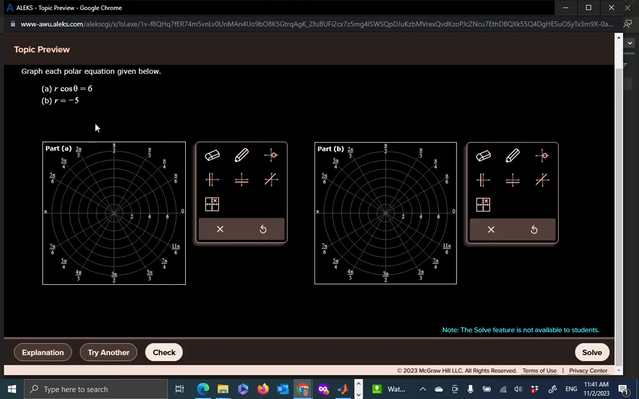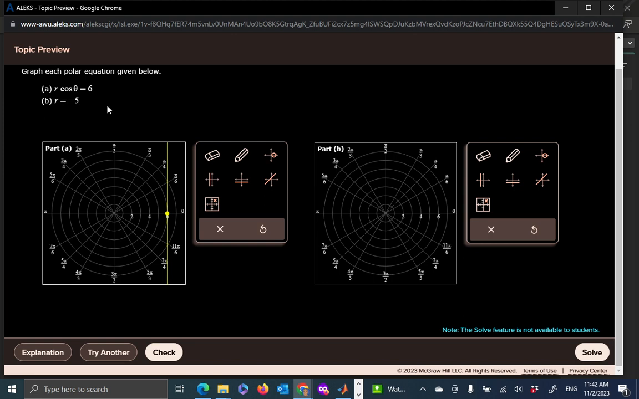Looking at another one, our cosine is equal to 6, so that's going to be a vertical line going at 6. Now it's 6 positive. R equal to, so let's go ahead and do it. Let's do this thing quickly. So that is the case there. Second one, R is equal to -5.